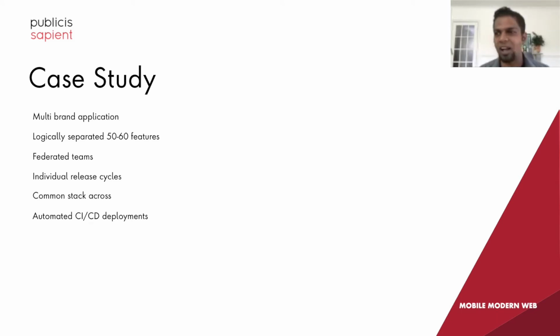They all had individual release cycles. We wanted no feature to be bound to another feature, so that their time to market depends on how business comes up with features for a particular business unit. We wanted to have a common stack across for consistency. We'll take a look at the benefits of it at the end. And we wanted to have automated CI/CD deployments of these individual micro frontends as well.